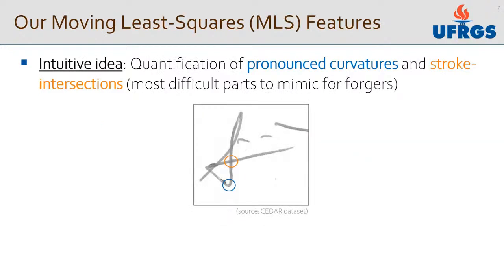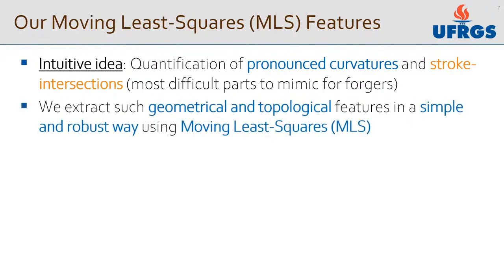The intuitive idea behind our proposal is that pronounced curvatures and stroke intersections are the most difficult part to imitate when trying to mimic a genuine signature. We extract such geometrical and topological features using moving least squares.